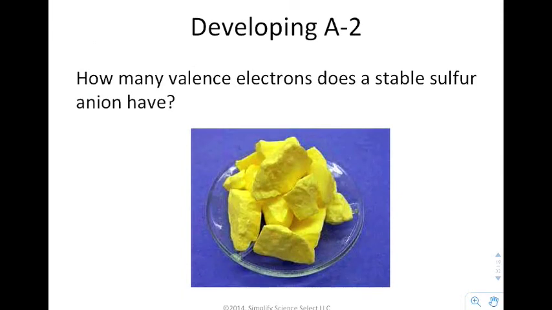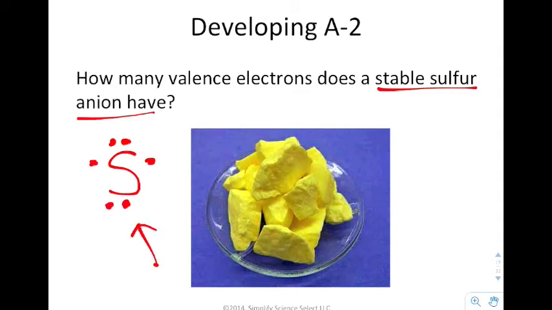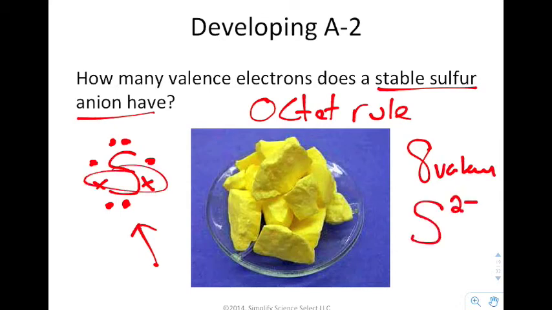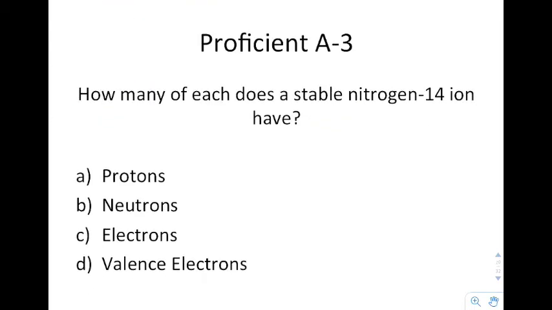How many valence electrons does a stable sulfur anion have? So at this point, remember we have sulfur, and sulfur normally is in group 16, so it has this. This is not stable. The reason why is it doesn't satisfy the octet rule. So in order to satisfy the octet rule, it has to gain 2 more electrons. When it gains 2 more electrons, it now has 8 valence electrons, and we can actually write it as S2- because we've added 2 electrons and each one of those electrons is negatively charged.